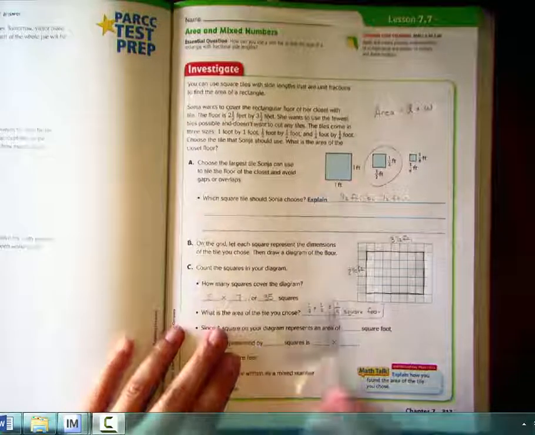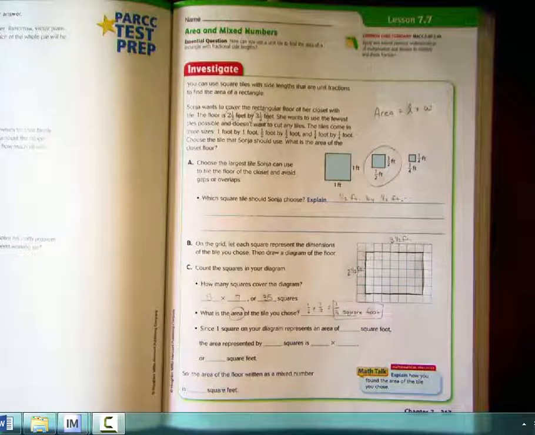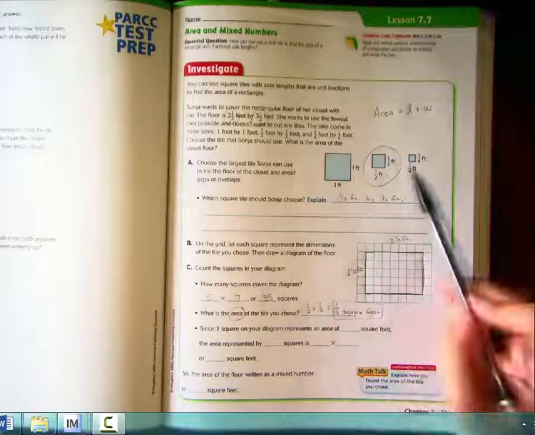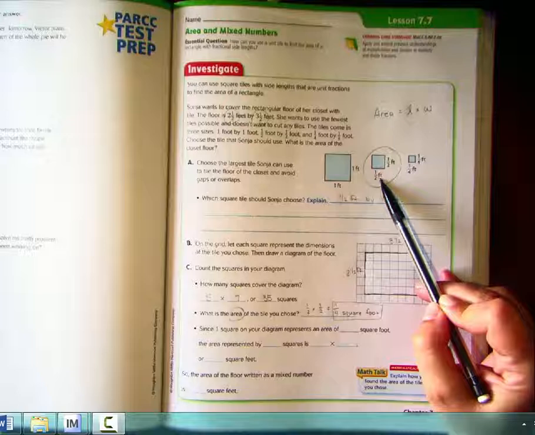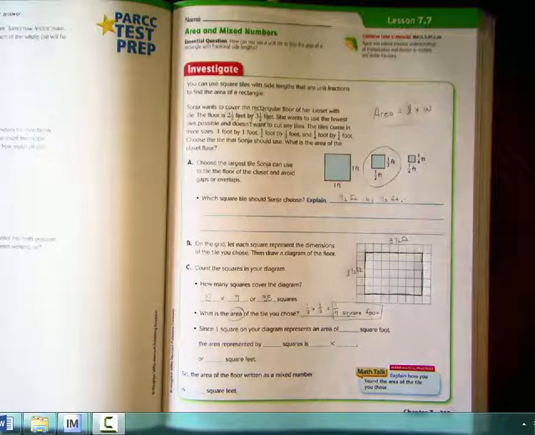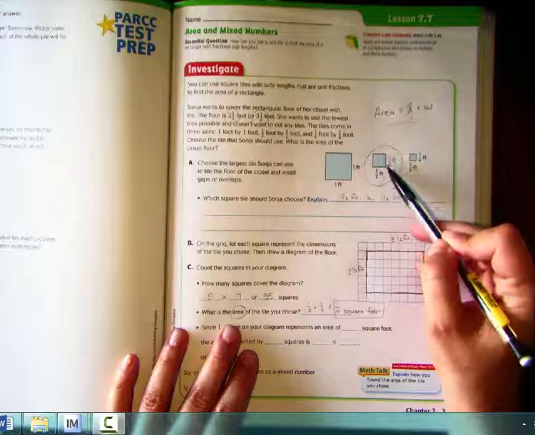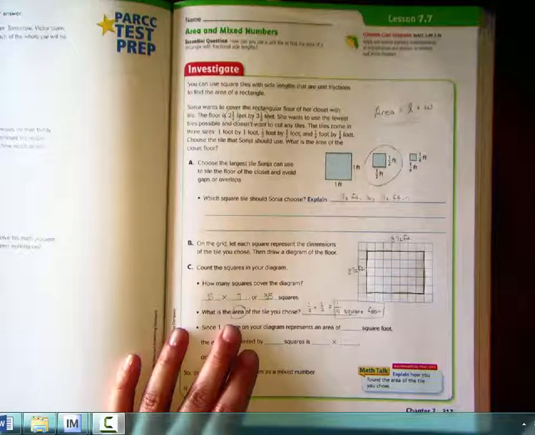Okay, so you want to make sure that when it's asking for the area, you're not confusing that with the length of one side. Okay, remember, to find area, you have to do length times width. That's what's going to give you the area. So if it's asking for area, you have to multiply the length of both sides together.